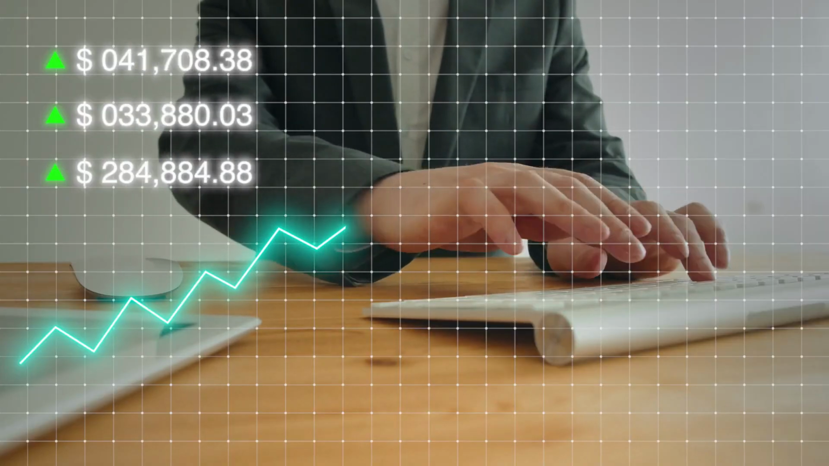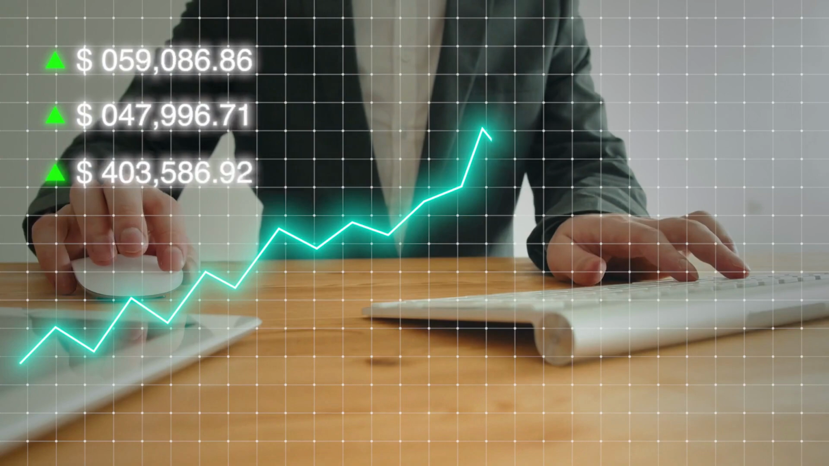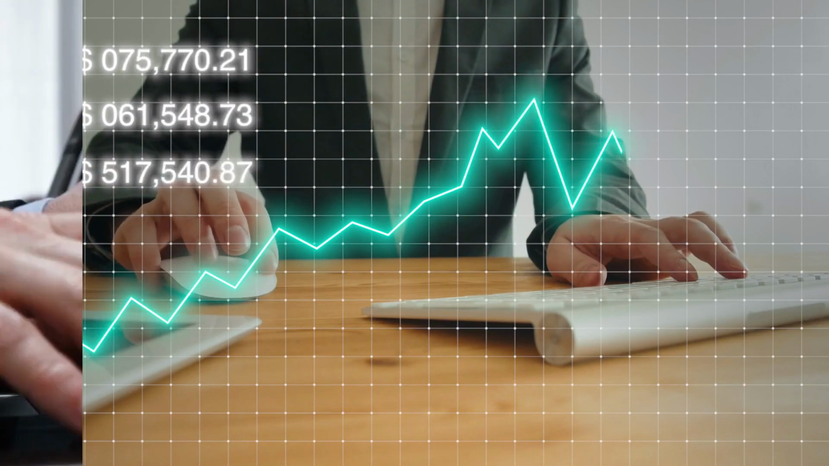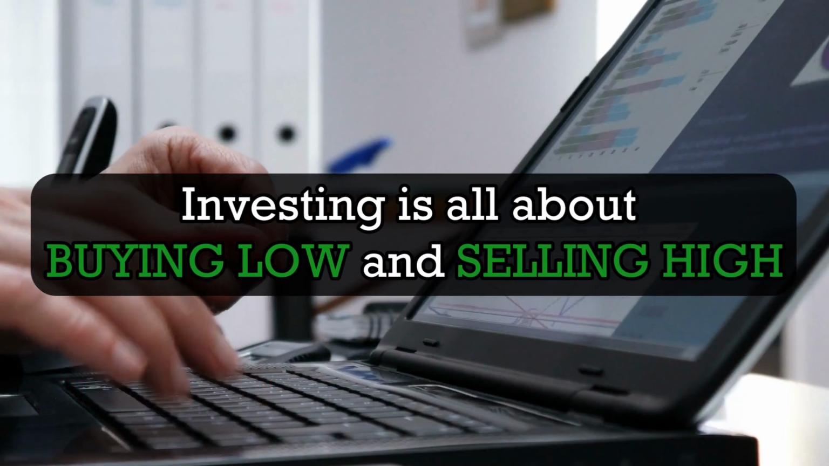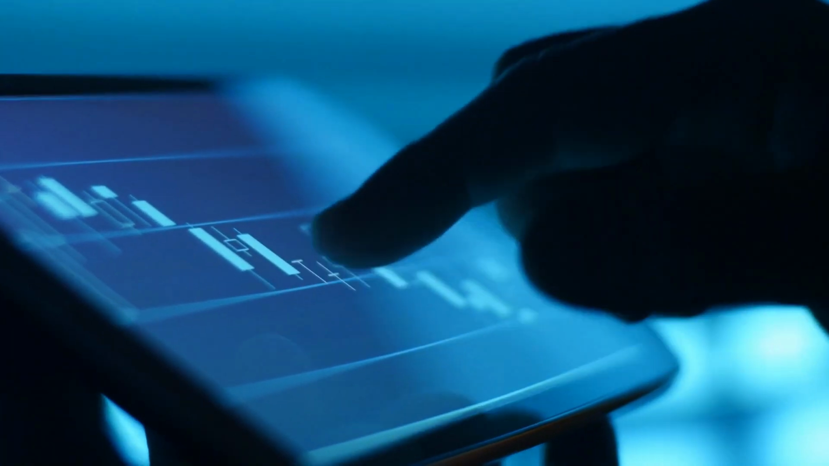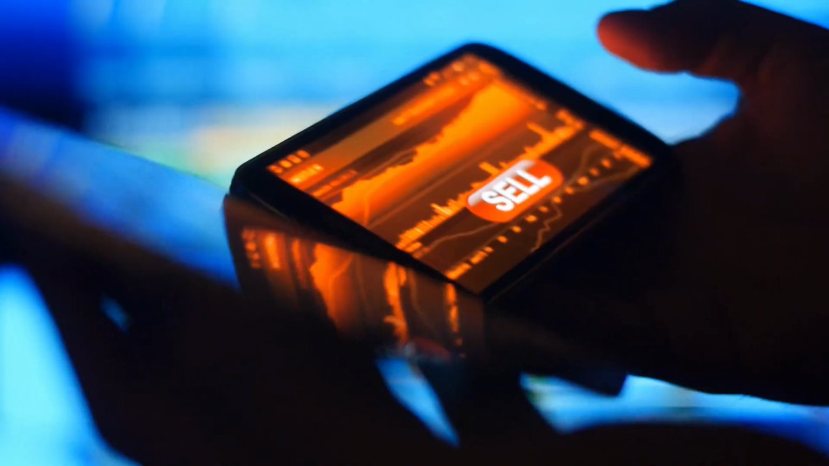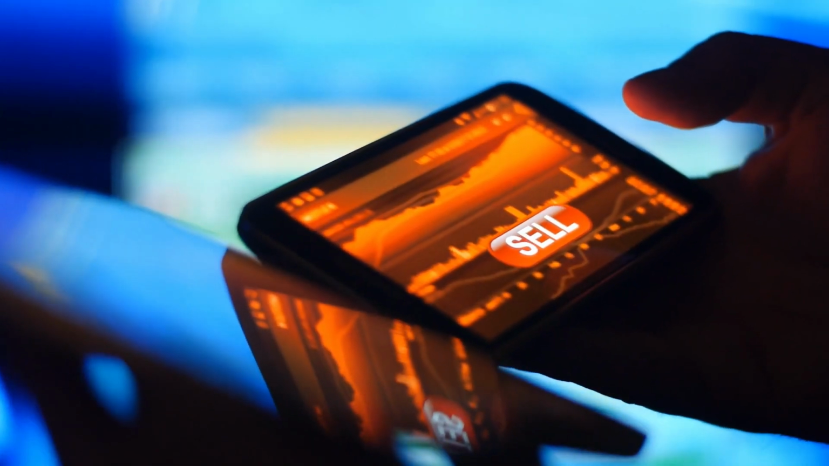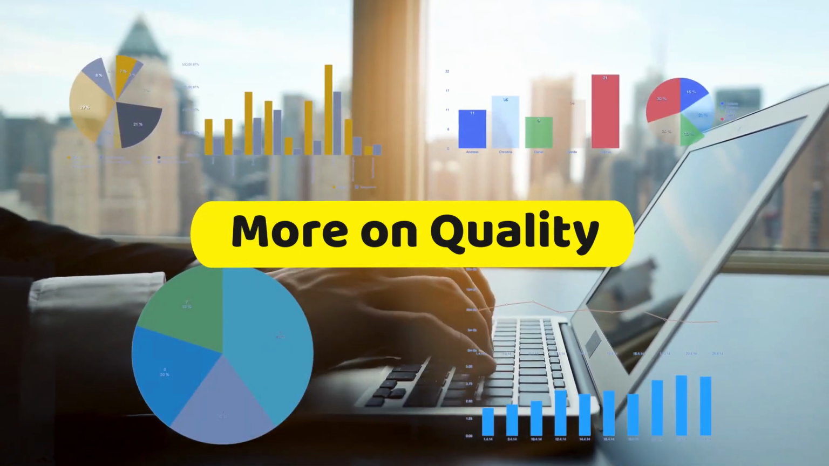We then put our money in when bull markets occur and stocks keep reaching new highs, for fear of losing out. Investing is all about buying low and selling high, but if you react emotionally to market swings, then you're not doing it right. Hence, invest in stocks long-term instead of selling them during a bear market simply because their price dropped. More on quality.